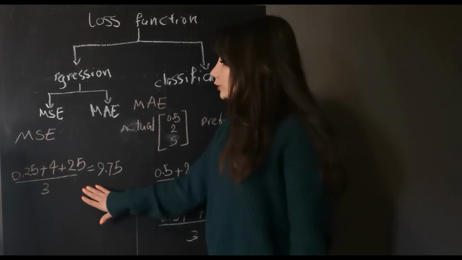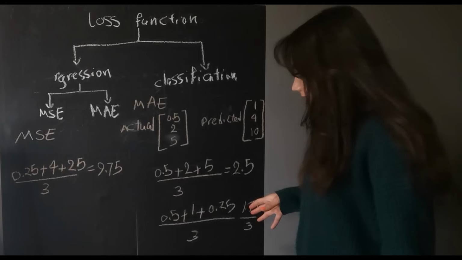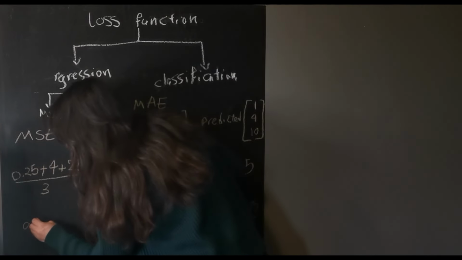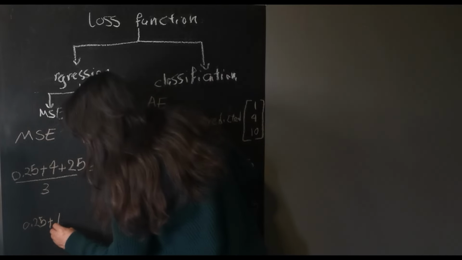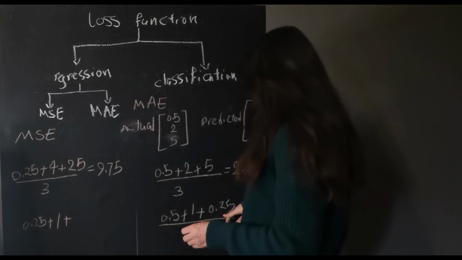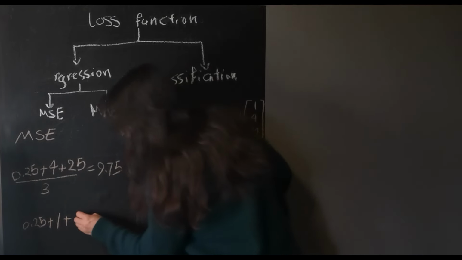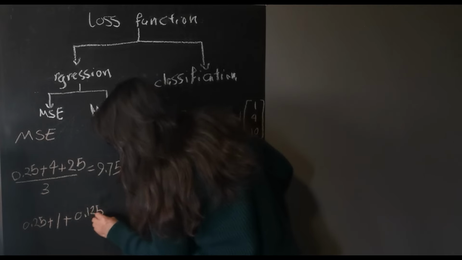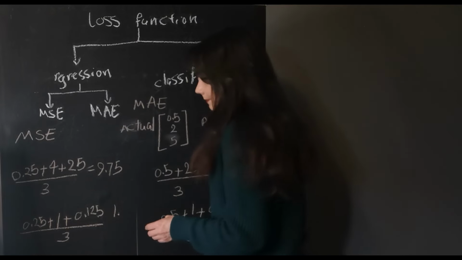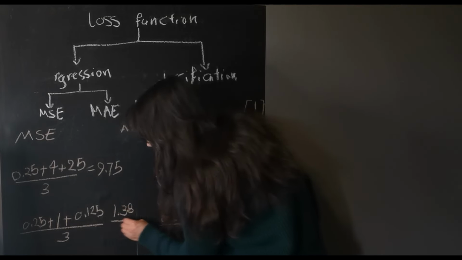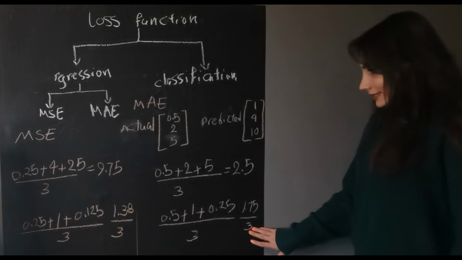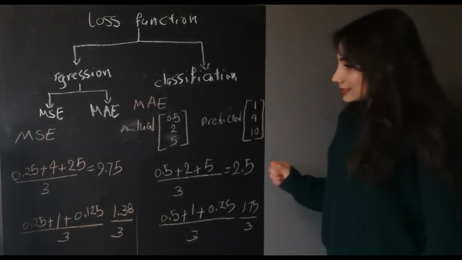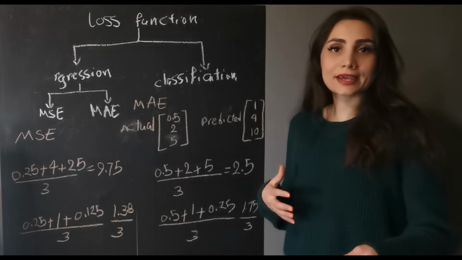And then for when you're going to square it, this value is actually going to get smaller because you're doing 0.25 plus the square of 1, which is 1, and then the square of 0.25 is, I guess, 0.125. So divided by 3, it's going to give you 1.38 divided by 3. So as you can see, this value is smaller than this one. So now that we see this, let's actually plot it and see the comparison that way.